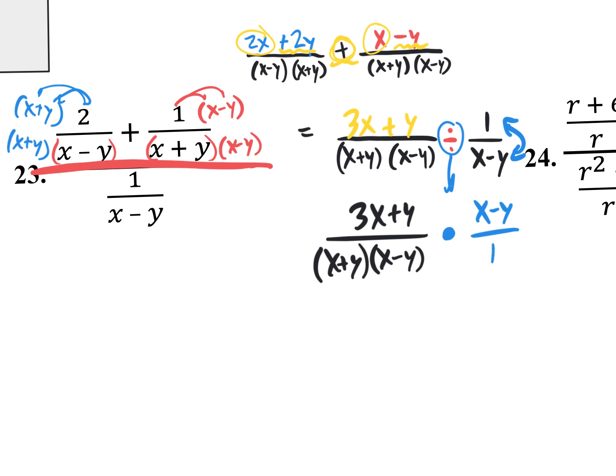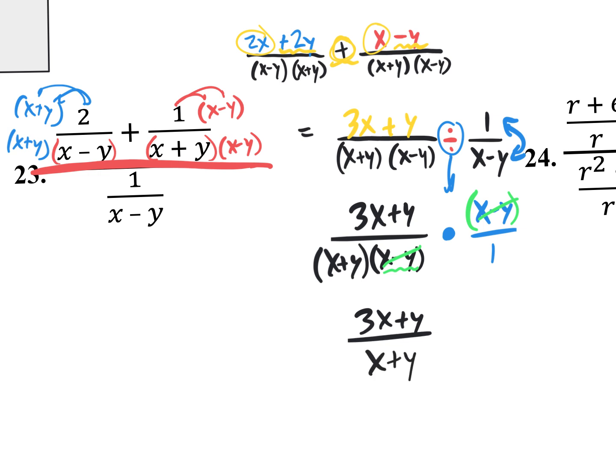And yes, we can look at the entire binomial x minus y on top with the entire binomial x minus y on the bottom, and those are identical, which means we could cancel them. So that means that this is our final answer, 3x plus y over x plus y.